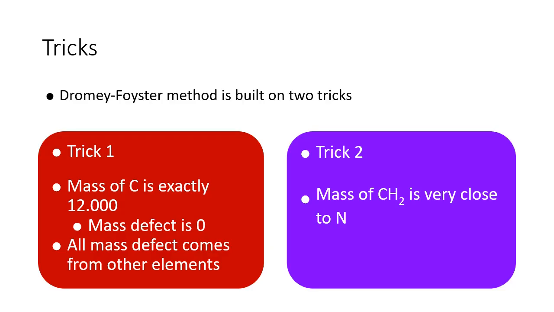The key parts of the Dromey Foyster algorithm are based on two tricks. The first of these is that because carbon has no mass defect, it weighs exactly 12 daltons, then in any molecule or fragments of molecules, all of the mass defect must come from the other elements. And the second trick is that CH2 weighs almost exactly the same mass as a single nitrogen atom.